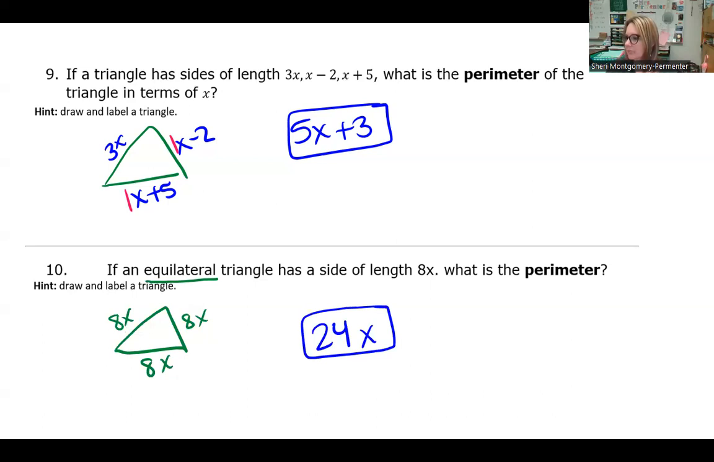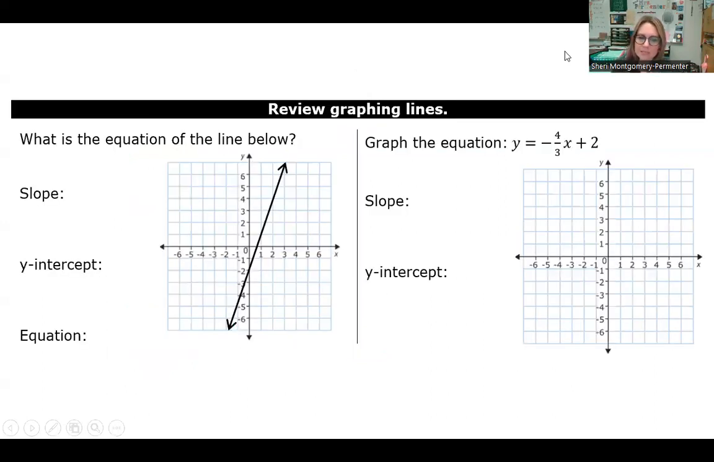Any questions over question 9 and 10? You good? Okay. Any questions? Okay, remember we're going to quiz today, so if you guys have questions, I'm happy to stop and answer them. The next thing that we're going to do is review graphing lines.